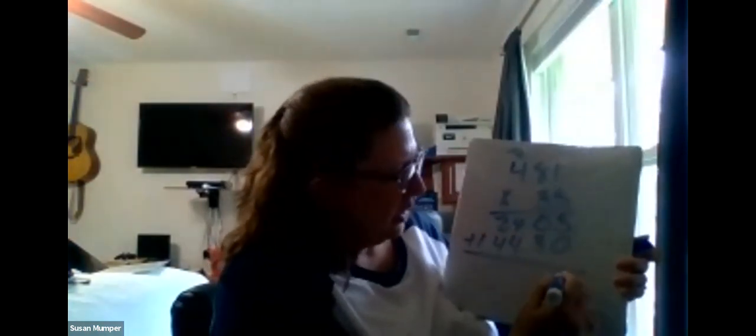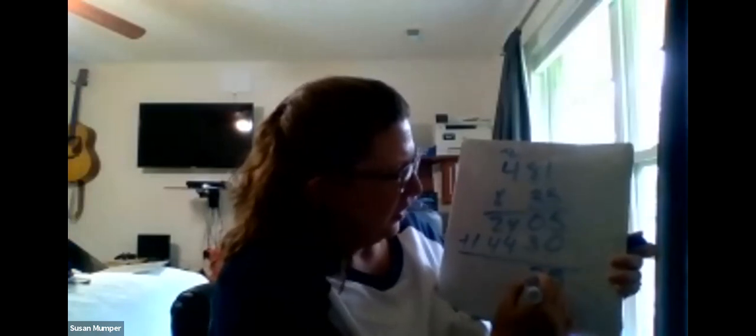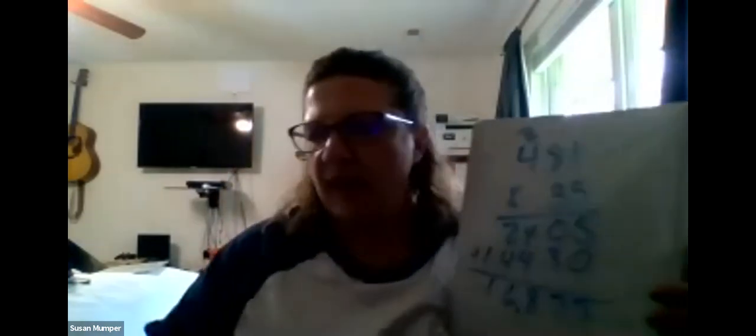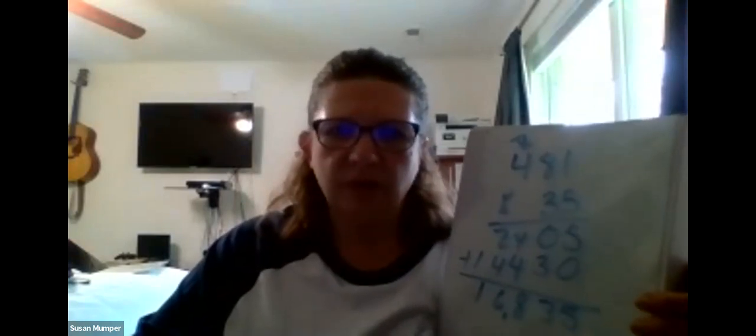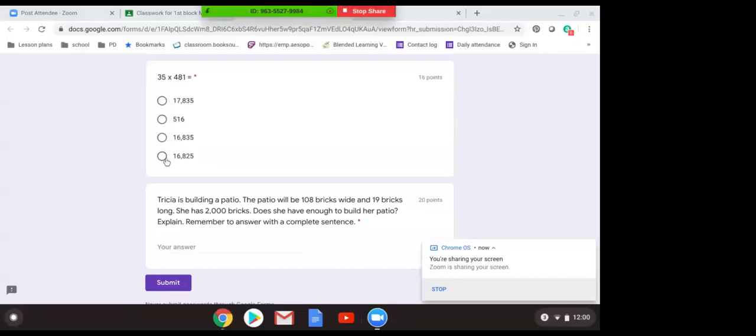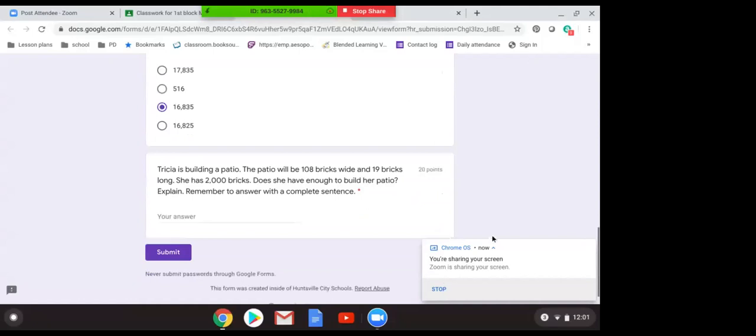Add these two products together. 5, 3, 8, 6, and 1. So our answer is 16,835. Go back to our quiz. Put in our answer. And now we have one last problem to do, and it's our word problem.